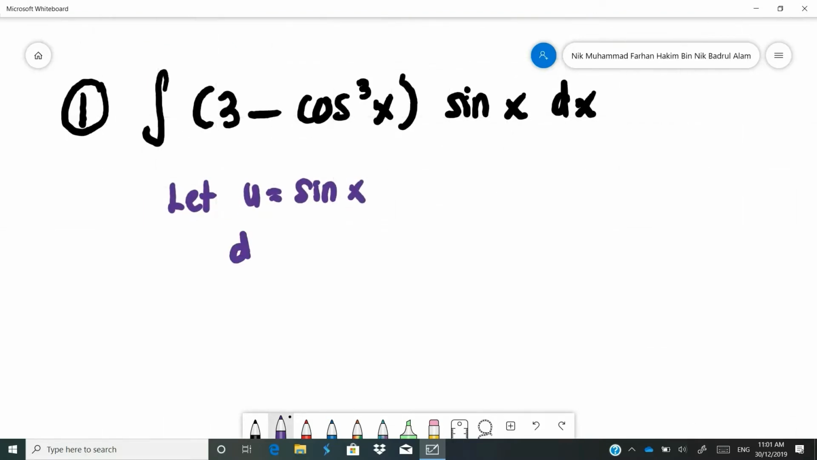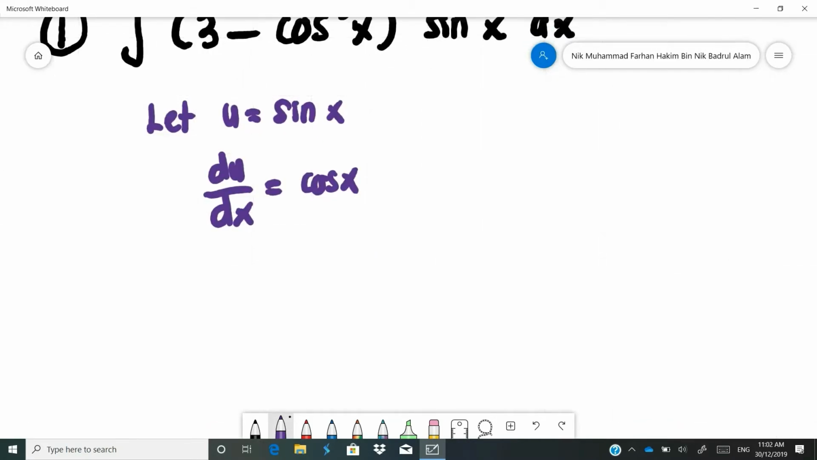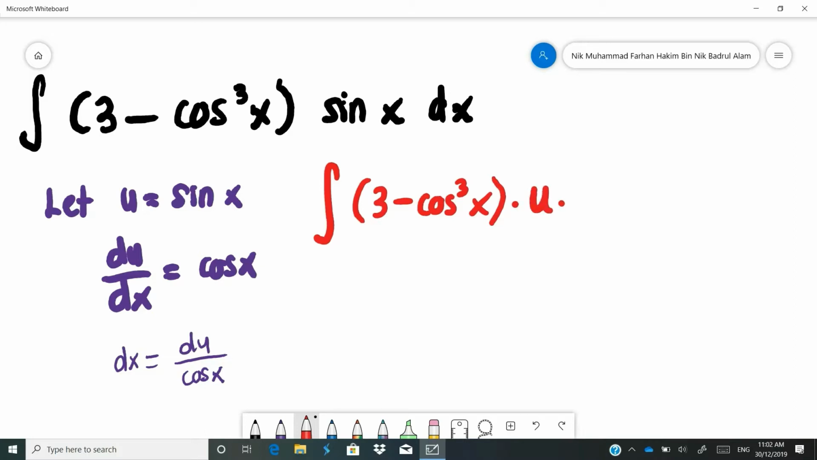And then you have to differentiate u and it'll become du over dx equals cos x. Then you have to make dx the subject, so dx will be equal to du over cos x. Then you try to substitute back into your integration, so you'll have 3 minus cos cubed, we didn't disturb anything there, sine x is changed into u, and dx is du over cos x.